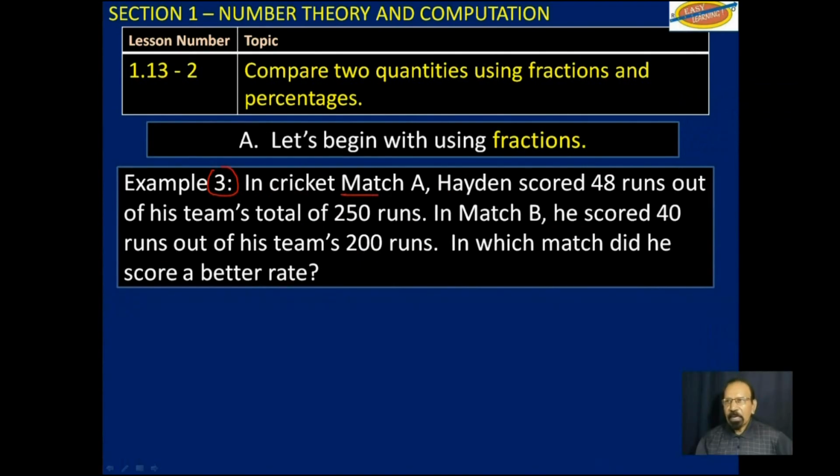Example 3. In cricket match A, Hayden scored 48 runs out of his team's total of 250 runs. In match B, he scored 40 runs out of his team's 200 runs. In which match did he score at a better rate? In comparison, that is, to the overall score for his team.